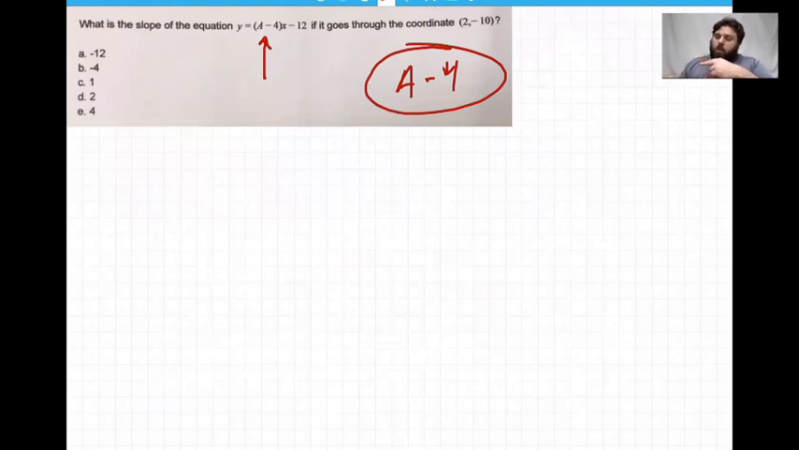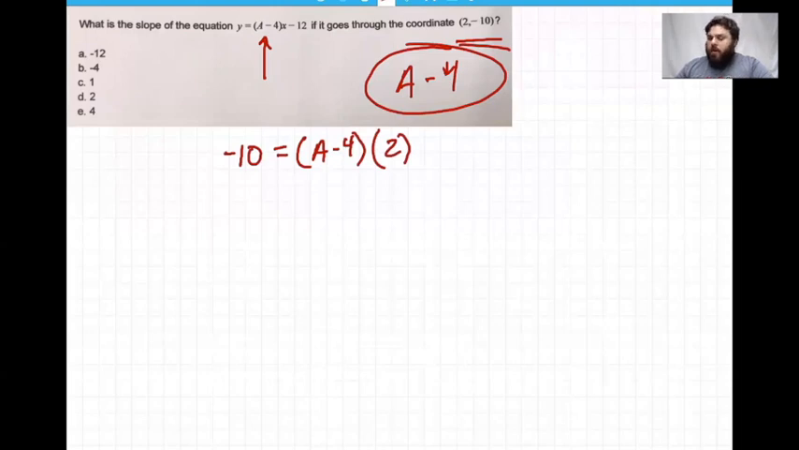Well, if I know a coordinate, an x and y coordinate, then yeah, I do know an x and a y. So what I could do is plug in x and y and solve for a. When I plug in y, I get -10 equals a minus 4 times x, remember x is 2, I'm using that coordinate, minus 12. Now we just solve for a.